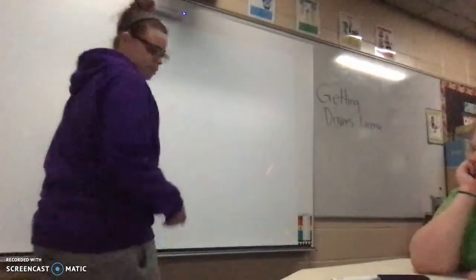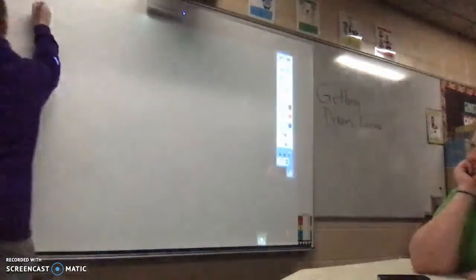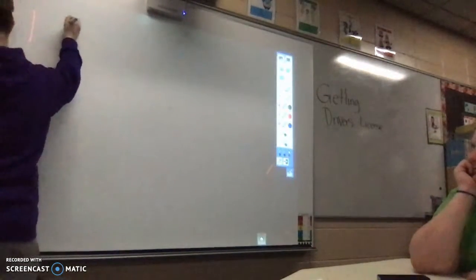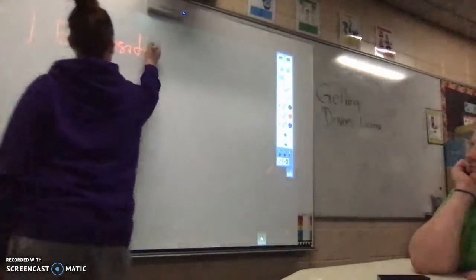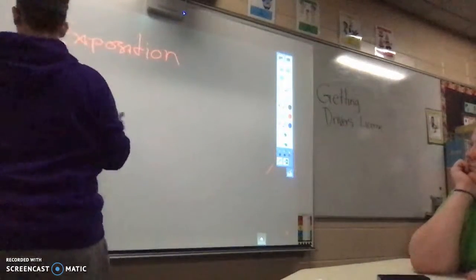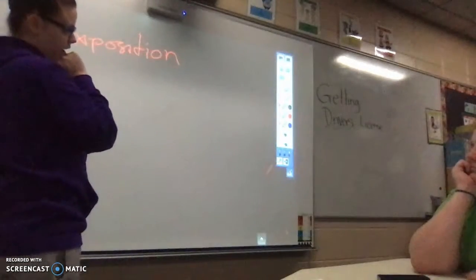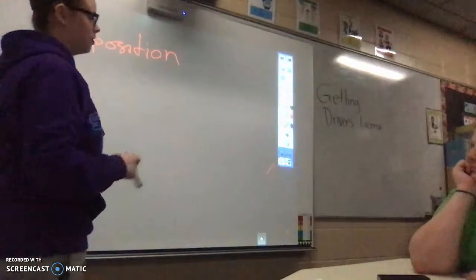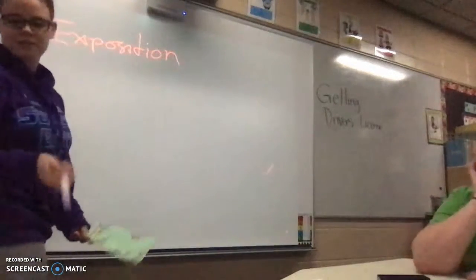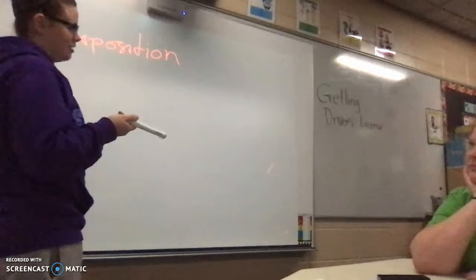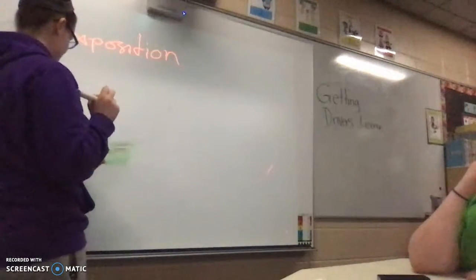So I will draw one of these on the board, like this. For the exposition, which is the setting and the characters, I will do a different one other than getting a driver's license, since that was your choice. So I'll do mine on the college degrees again. I'll do it about the teaching part, or teaching degree.